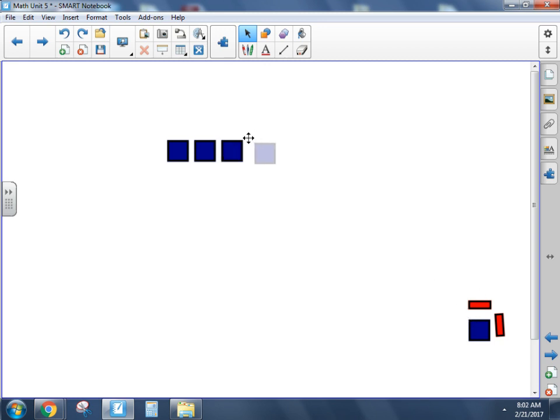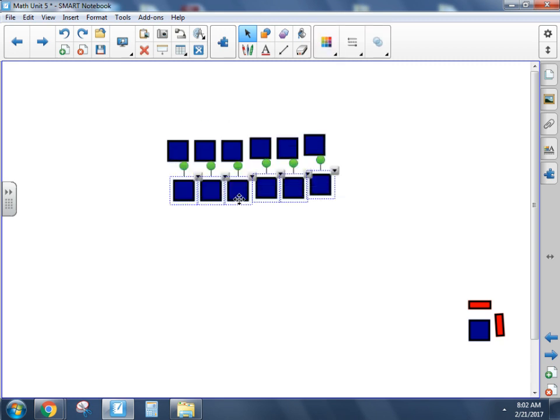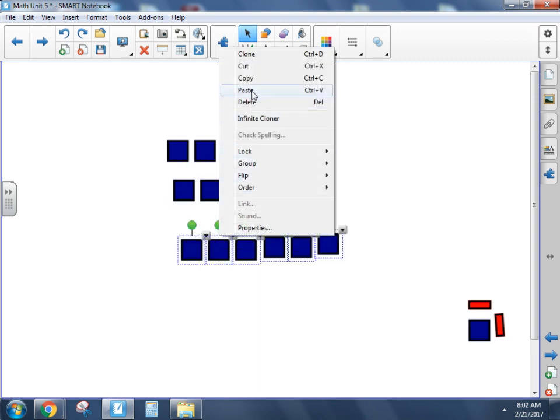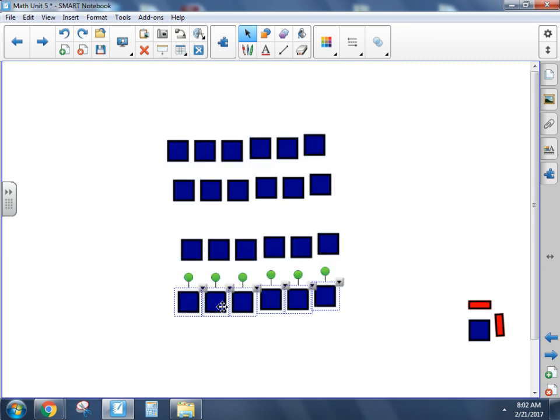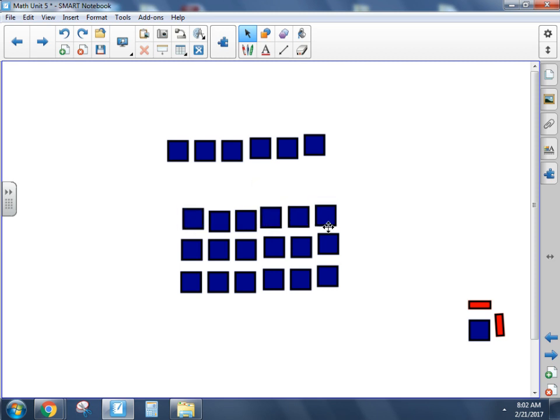I'm going to start with doing 4 rows of 6. So there's my row, and I'm going to just copy it, paste it, and paste it. Okay, so now I have my 4 rows of 6, and I'm going to make myself a nice little array out of this. You can see I'm using my linear pieces, or my square units, and I'm making an array.